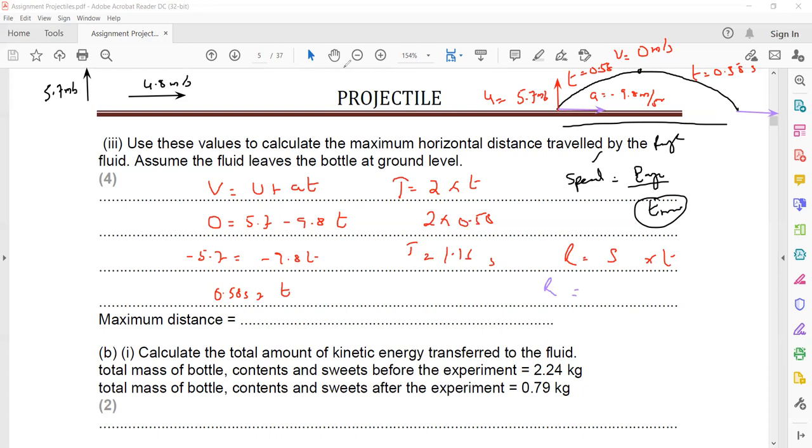The horizontal component we already calculated in the previous part, which was 4.8, and the time is 1.16. This t is the total time, not the time to reach the maximum height. So 4.8 multiplied by 1.16 will give us 5.6 meters. So the maximum range of this projectile will be 5.6 meters. Is this part clear?